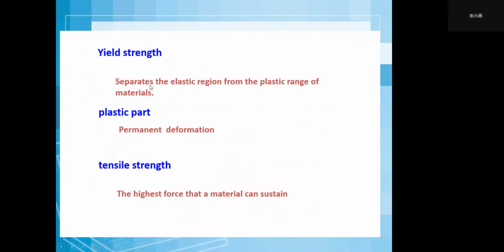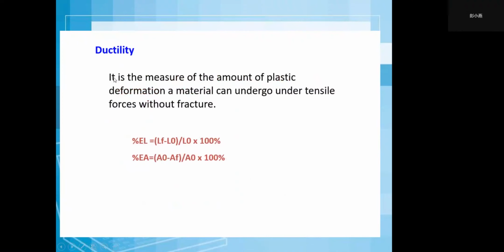Yield stress separates the elastic region from the plastic range of the material, and the plastic part is the permanent deformation. Tensile stress is the highest force that a material will sustain. Like at point B, we call it sigma B, the tensile stress. And ductility is the measure of the amount of plastic deformation a material can undergo under tensile force without fracture.